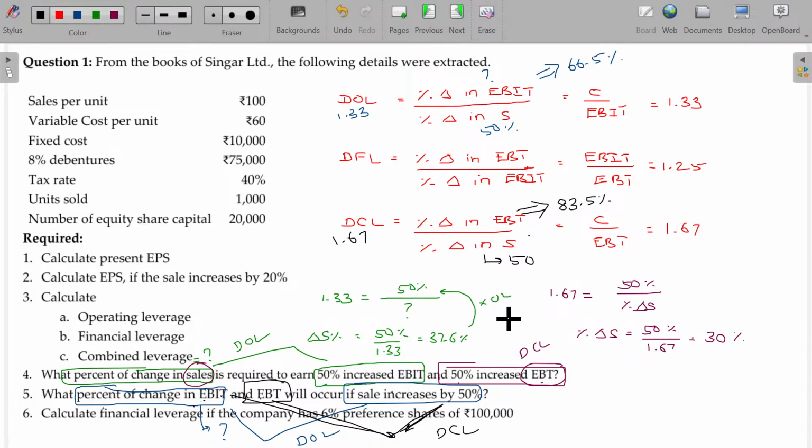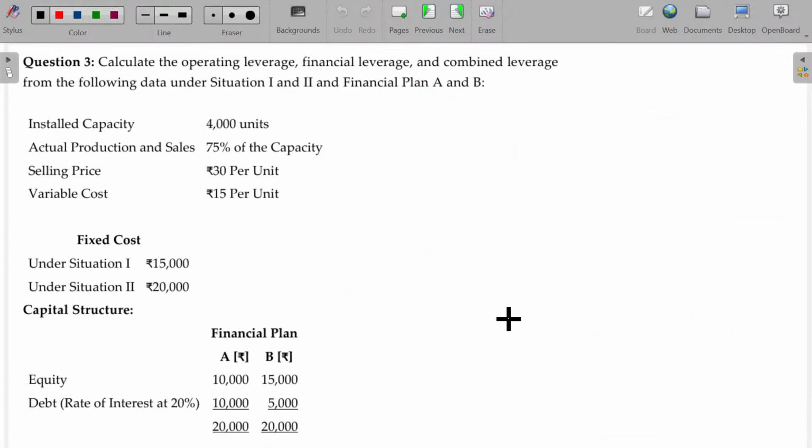Question number 3. You can try it yourself. Calculate the operating leverage, financial leverage, and combined leverage from the following data under situation 1 and 2, financial plan A and B. So we have two situations, situation 1 and 2. Under each situation, we have two plans, plan A and plan B. So from this, it is very clear.